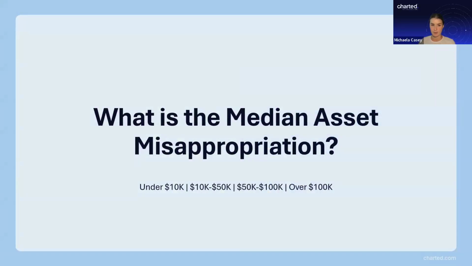So before we show you the number, what is the median loss from a billing scheme? So we have a couple different options: under $10,000, 10,000 to 50,000, 50,000 to 100,000, and then over $100,000. So we'll give everyone a couple of seconds to place their best guesses here, and then we'll reveal the answer on the following slide.